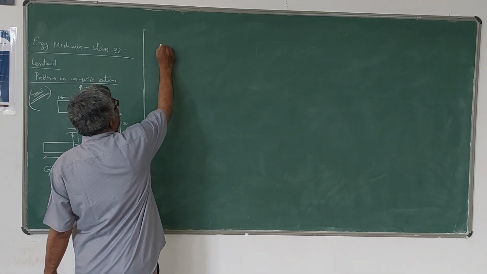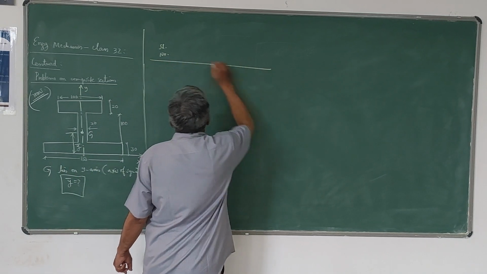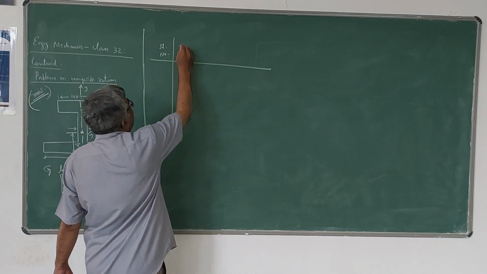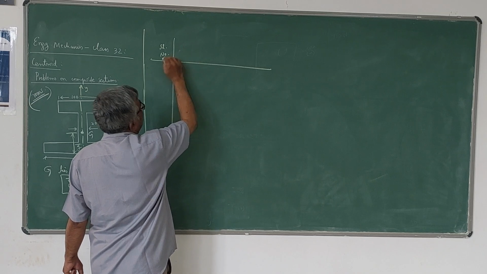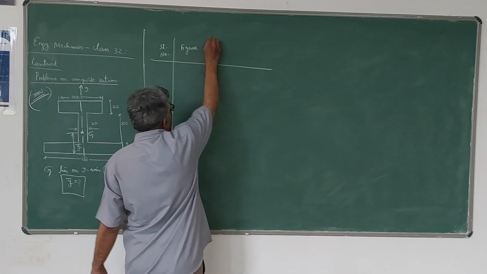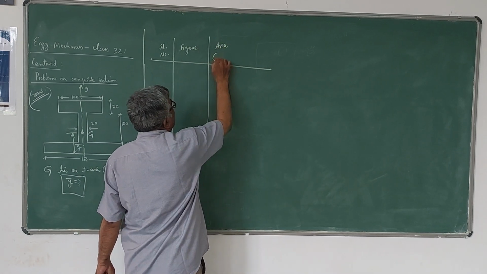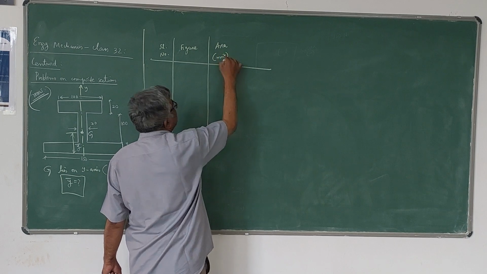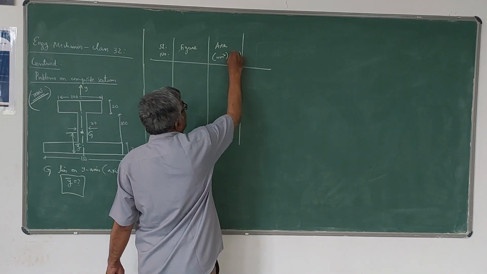First I will take serial number. There are 3 rectangles here. The second is the figure of the lamina. Third one is area, corresponding area in millimeter square. I will write the units. So this area actually is nothing but ai.